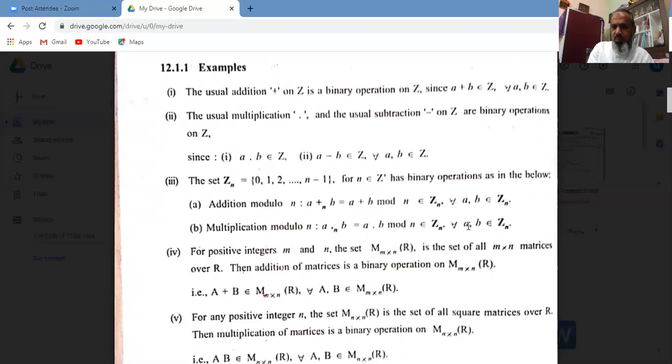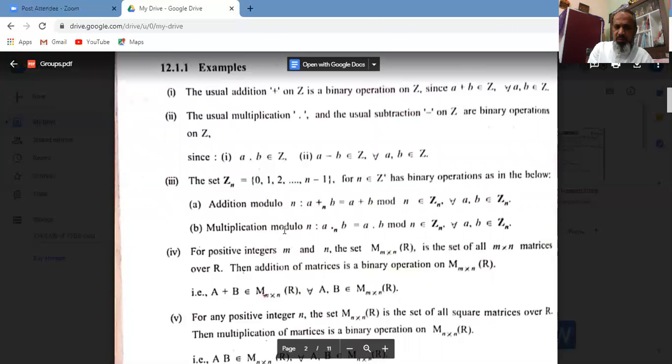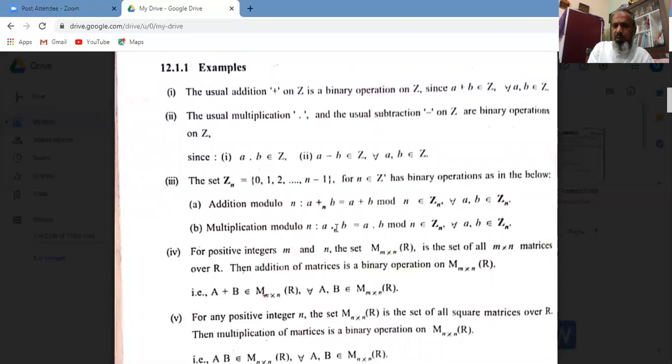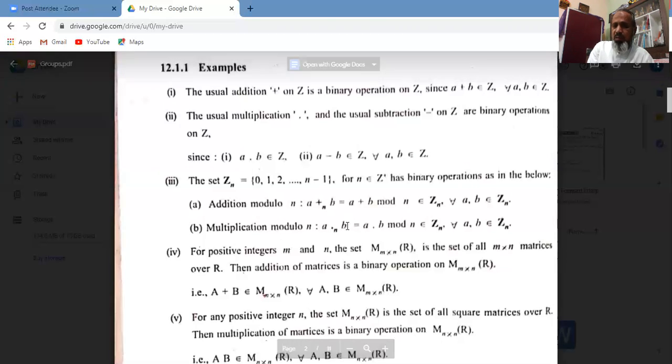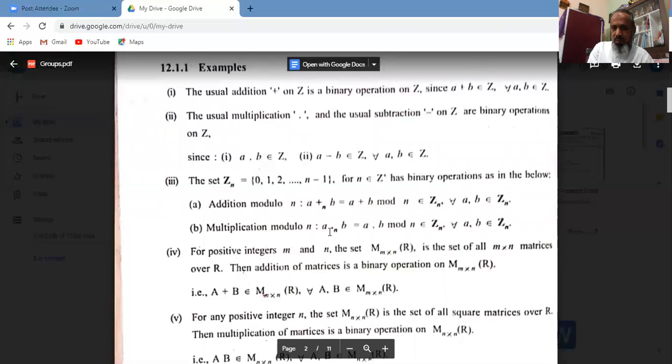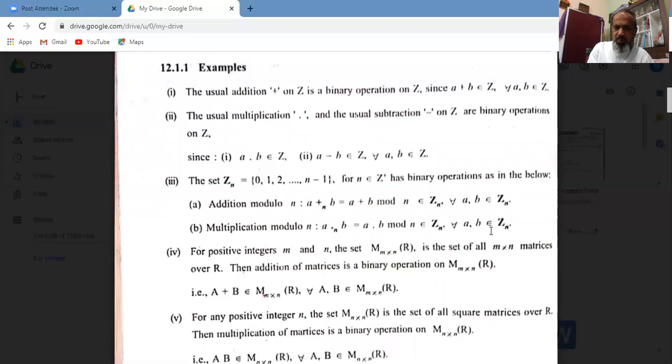Similarly, multiplication modulo is also a binary operation. So how to get multiplication modulo? We have to take two elements in Zn, multiply these two elements, divide this product by n. What we get as the remainder will belong to the set Zn. So multiplication modulo is also a binary operation in the set of integers.